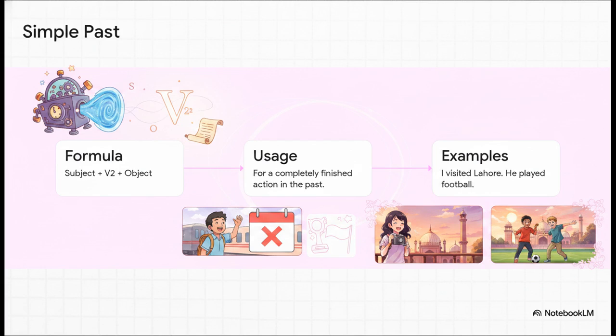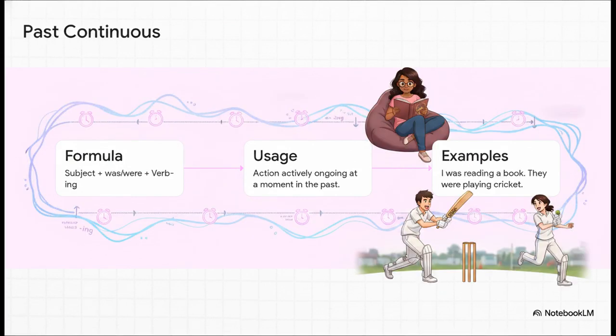There are no helper verbs needed for positive statements here, just that V2 doing all the heavy lifting. Now for the past continuous, the formula is subject plus was or were plus that familiar ing verb. I was reading a book. They were playing cricket. Notice something there? That ing pattern is exactly the same as it was in the present tense, but we swapped out am and is for the past tense markers was and were.